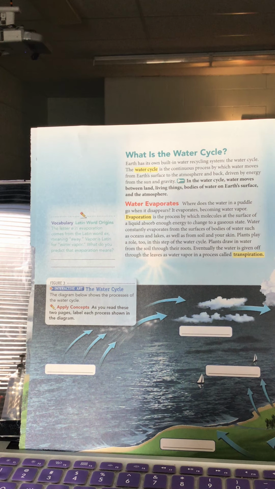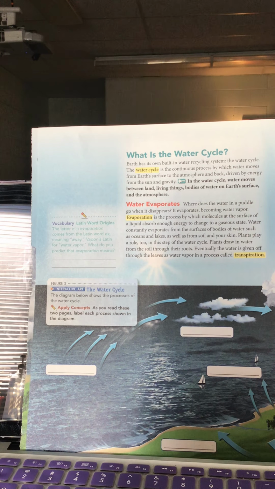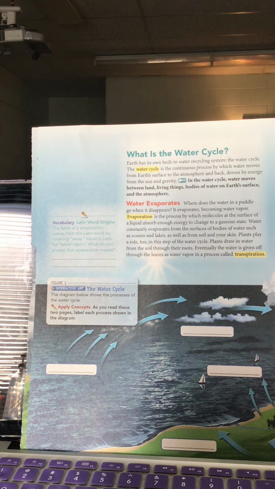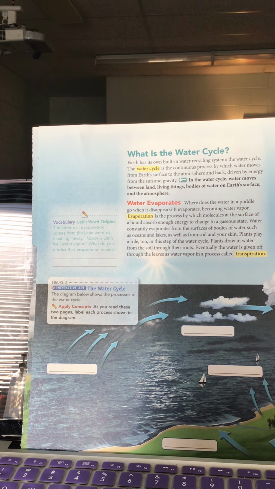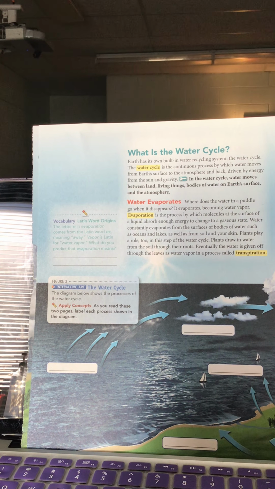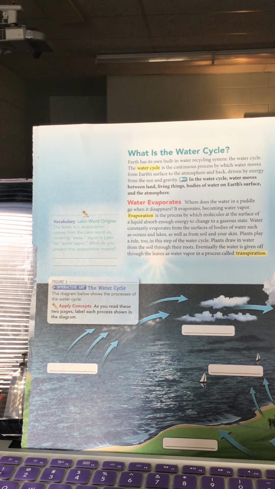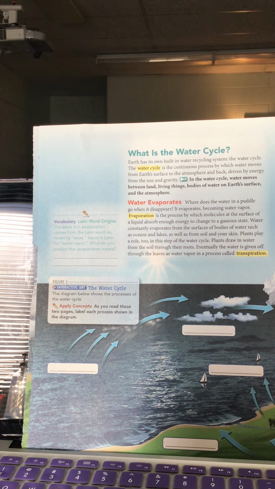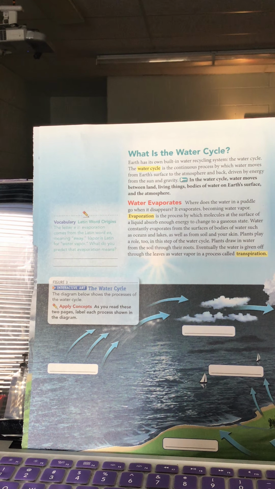Water evaporates. Where does the water in a puddle go when it disappears? It evaporates. It's becoming water vapor. Evaporation is the process by which molecules at the surface of the liquid absorb enough energy to change to a gaseous state. Water constantly evaporates from the surface of bodies of water, such as oceans and lakes, as well as from soil and your skin. Plants play a role too in the step of the water cycle. Plants draw in water from the soil through the roots. Eventually, the water is given off through the leaves as water vapor in a process called transpiration.